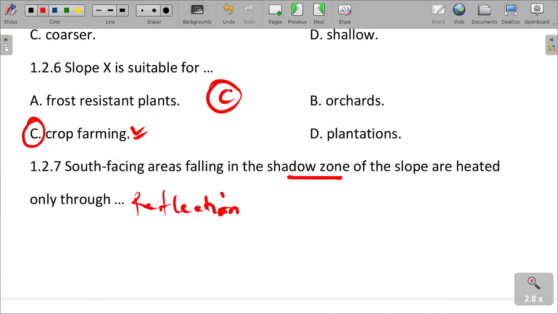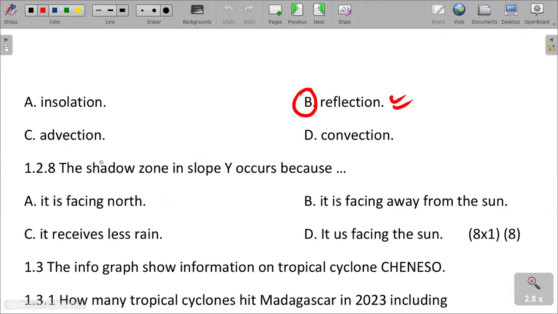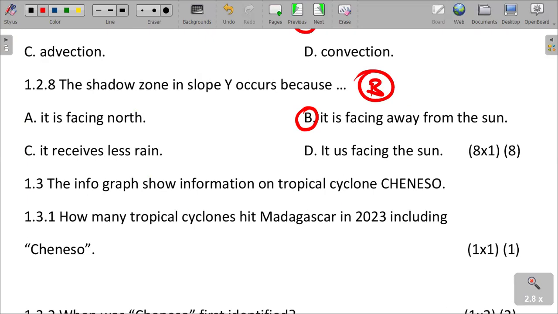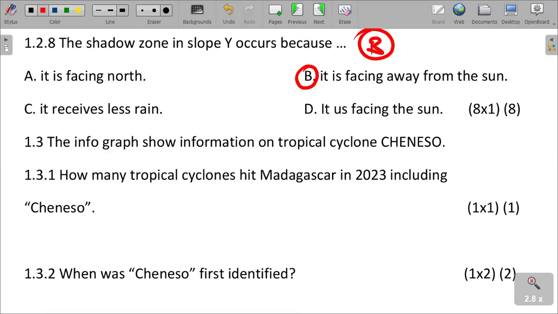Reflection of heat causes the heating of the shadow zone because there is no way that the heat can reach there directly. And then the shadow zone in slope Y occurs because it is facing away from the sun. That is why it is called the shadow zone.